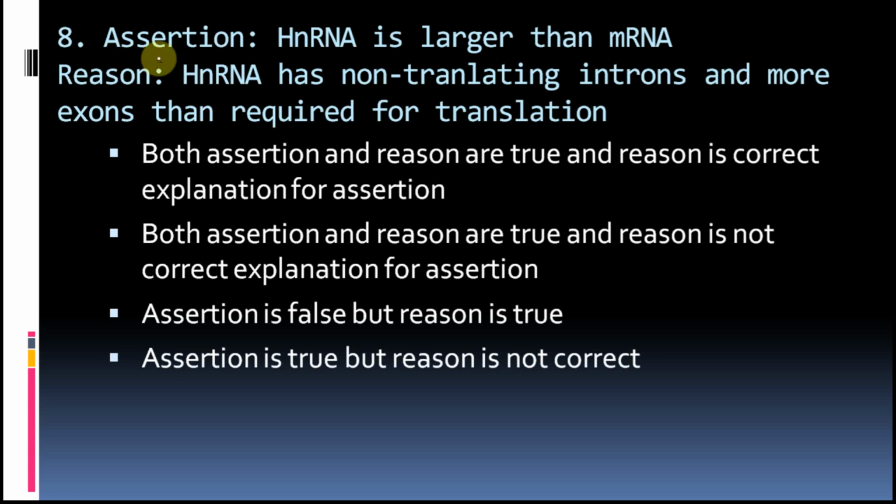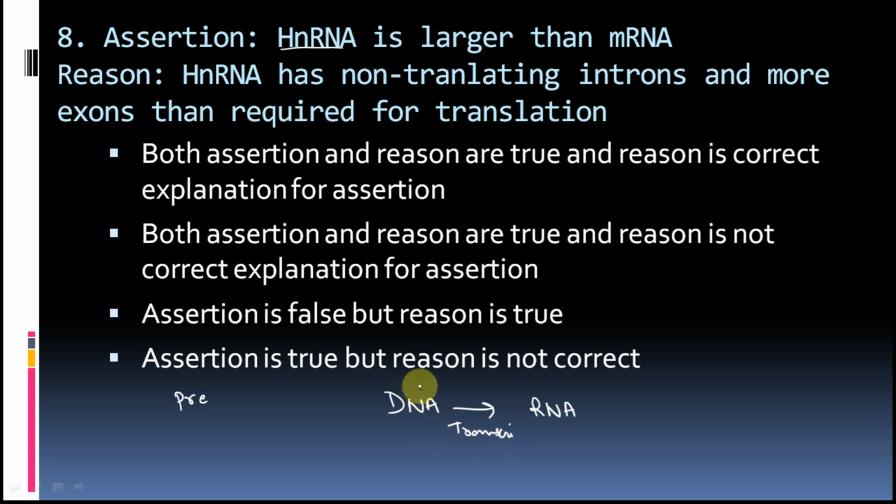Now, the 8th question is an assertion. It says that HnRNA is larger than the mRNA. You know HnRNA is the heterogeneous RNA. Actually, HnRNA is the heterogeneous RNA which is basically a pre-mRNA. So what happens is, from the DNA, whenever transcription happens, RNA is getting prepared by means of the transcription process, right?